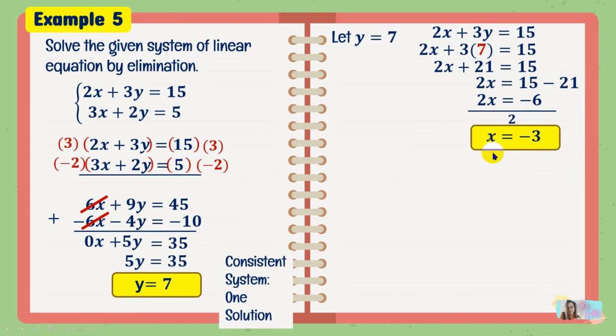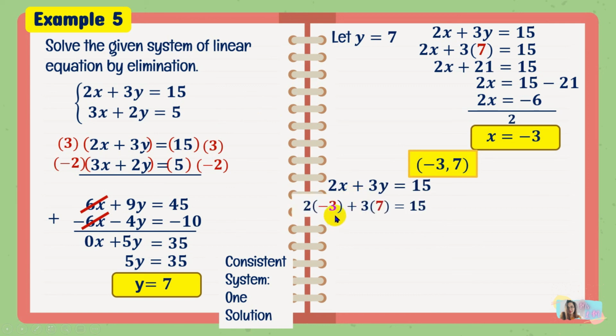So meron na tayong ordered pair, meron na tayong y is 7, x is negative 3, ordered pair will be negative 3 and 7. And to check if this is our solution to the given system of linear equation, substitute natin yan on both of the equation at tingnan natin kung masasatisfy nga ba ito ng ating ordered pair. 2x plus 3y is equals to 15. Magkakaroon tayo ng 2 times negative 3 plus 3 times 7. So ito po yon yung ating values is equals to 15.